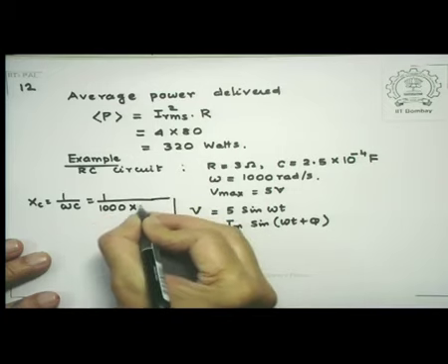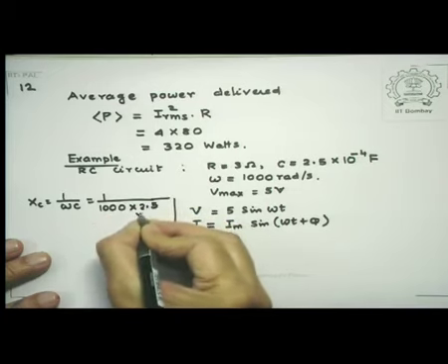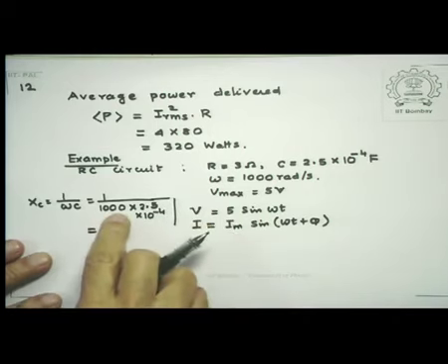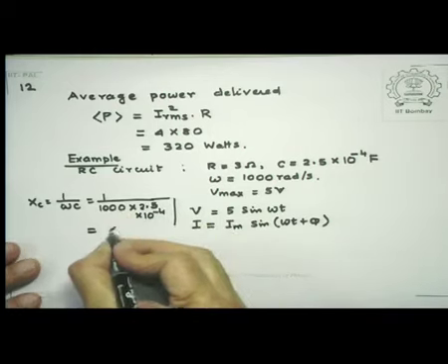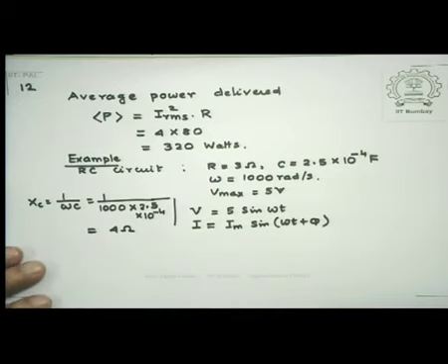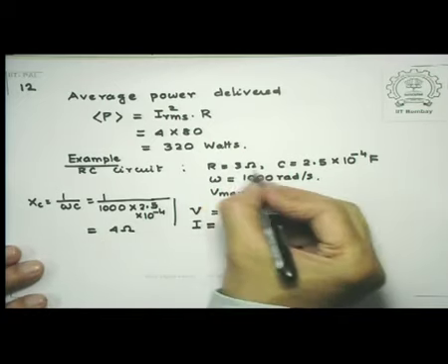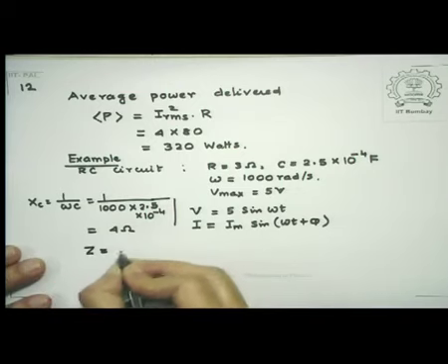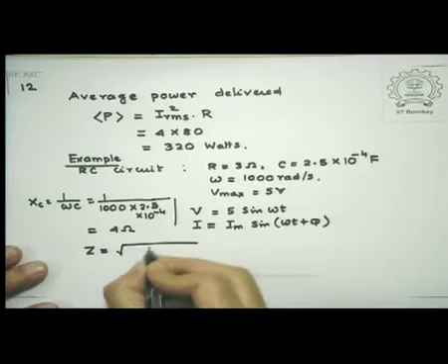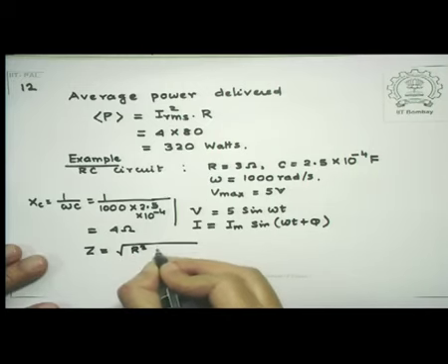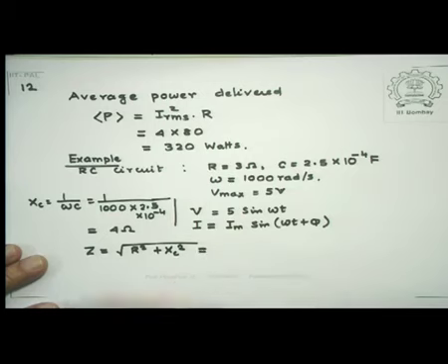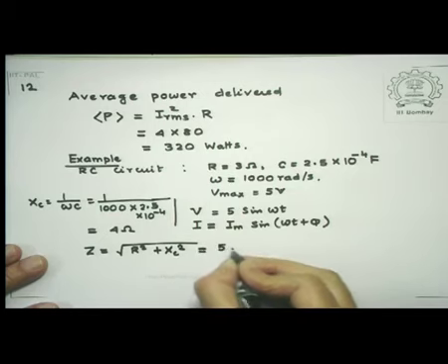And this is 2.5 into 10 to the power minus 4. Now you calculate this, there is already a 10 to the power 3 here, and it works out to 4. Resistance has been given to be 3 ohms. So my impedance, which is equal to square root of R square plus XC square, is square root of 3 square plus 4 square, which is equal to 5 ohms.